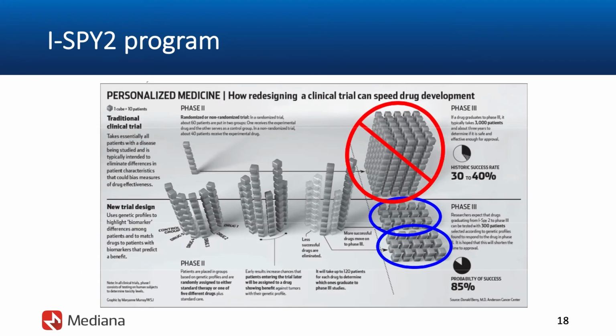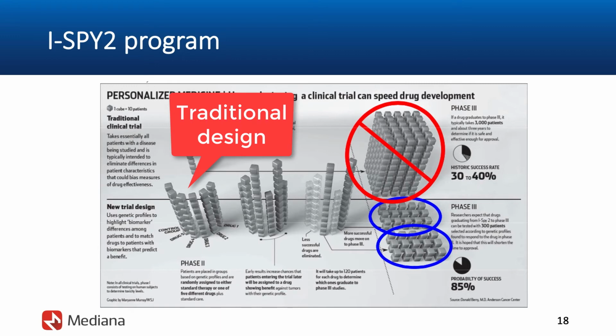This complex graphic gives a general idea of what the I-SPY 2 program was about, and it highlights key features of general trials with a response adaptive design. I know it's kind of busy, and I will quickly walk you through it. This is a visual representation of a dose-finding trial to compare the safety and efficacy of multiple drugs or perhaps multiple dosing regimens of an experimental treatment.